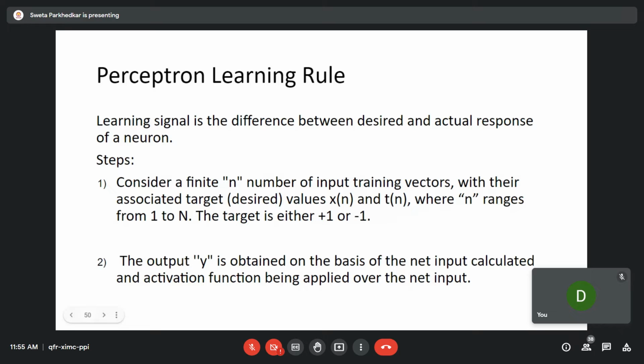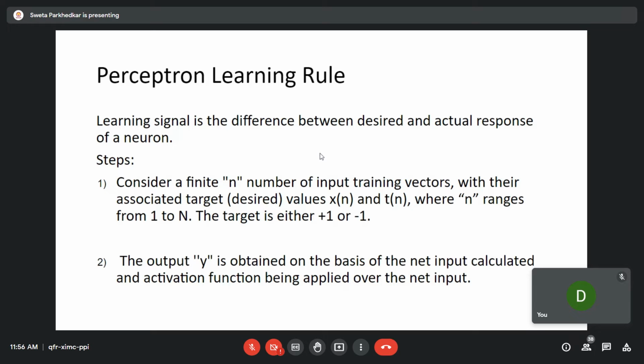So this is the perceptron learning rule. Now, what is the perceptron learning rule? The learning signal is the difference between the desired and actual response of a neuron. Okay, so what does this mean? What is the difference between the desired and actual response? It is known as the error that we give as feedback. So that is the learning signal.